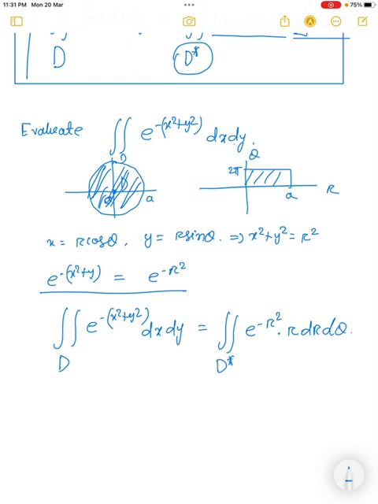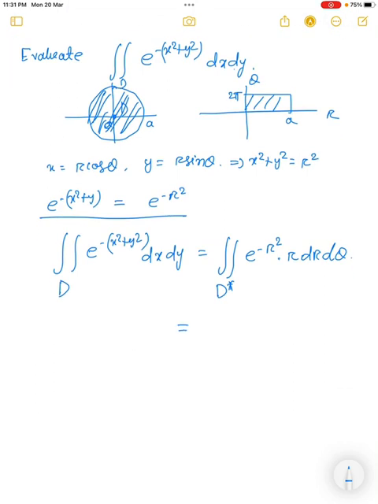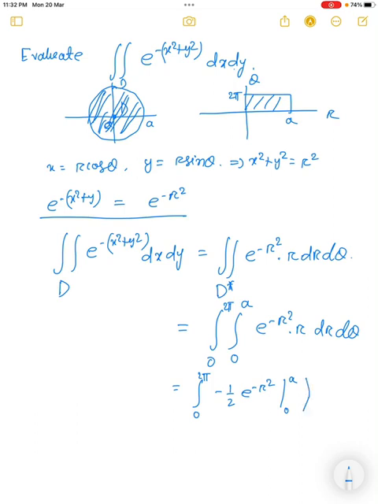Now our integration becomes simpler. For D star, r is varying from 0 to a, e to the power minus r square r dr d theta, and theta is varying from 0 to 2 pi. If you integrate first with respect to r, what you will get is the integral from 0 to 2 pi of minus 1 by 2 e to the power minus r square, evaluated at a and 0. Then this will be integrated again with respect to theta, right?